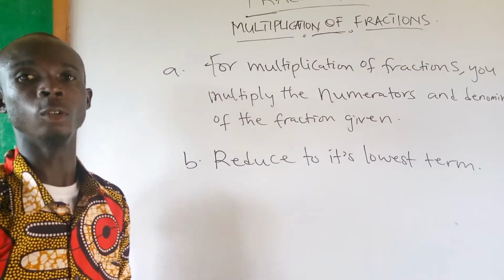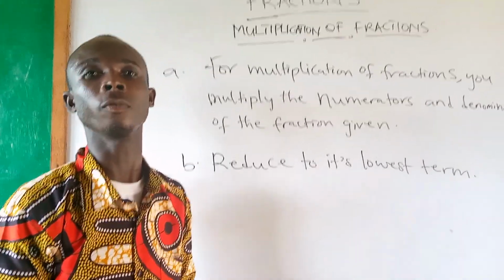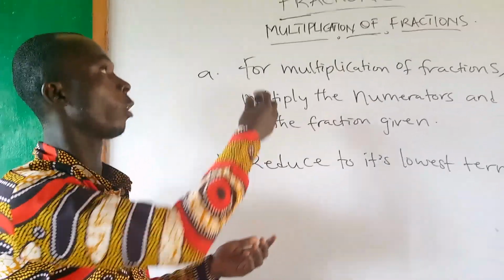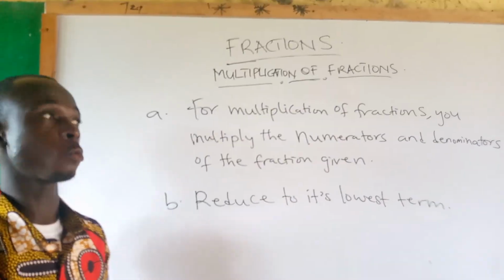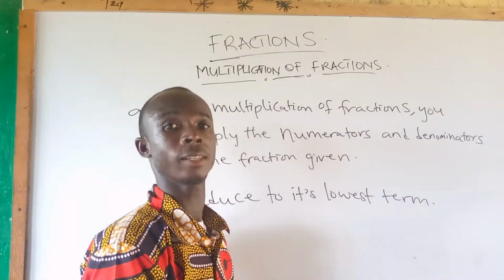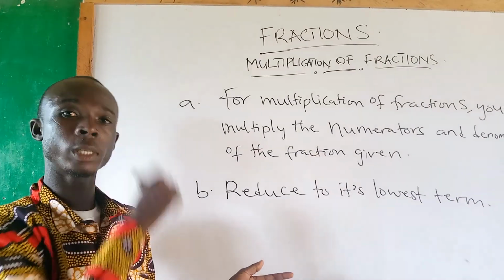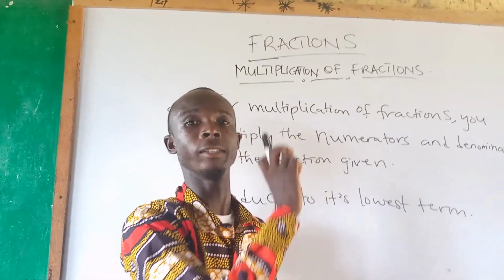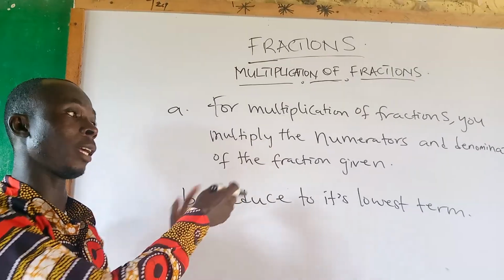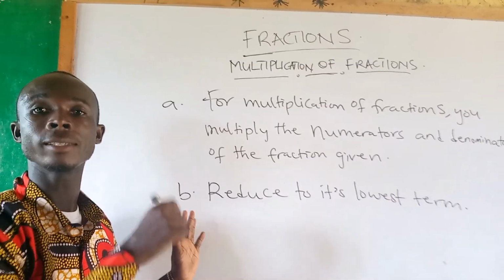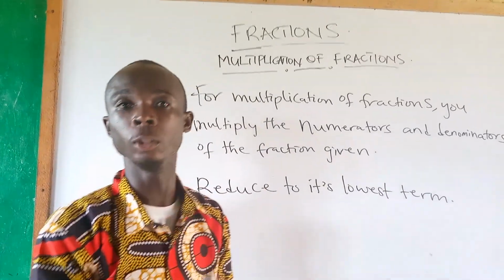We are still on operations on fractions, and we are talking about multiplication of fractions. For multiplication of fractions, there are basically two steps. The first step is to multiply the numerators of the fractions given and also the denominators of the fractions given. After that, you reduce your answer to its lowest term once there is a need to reduce.